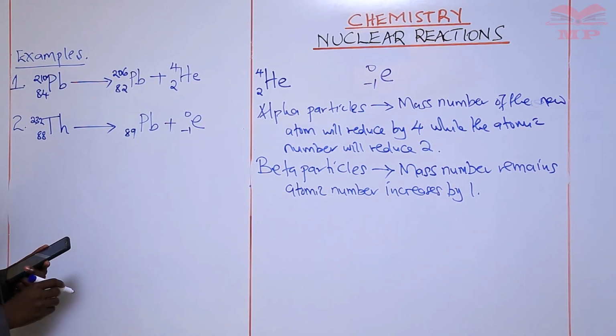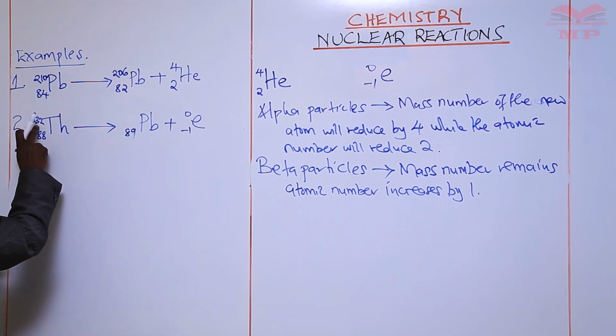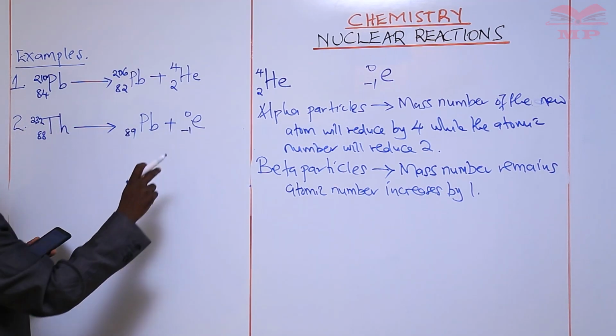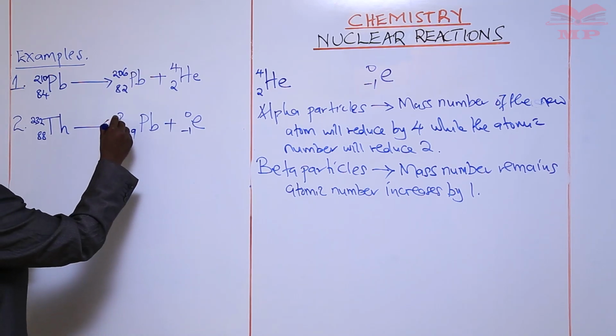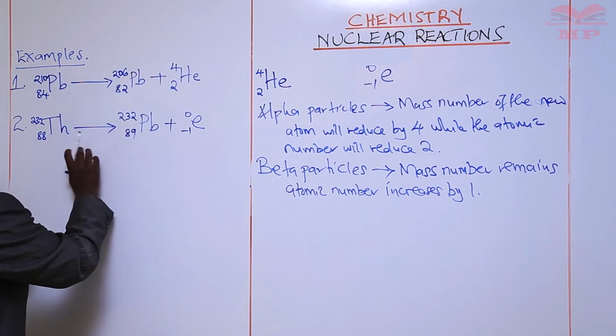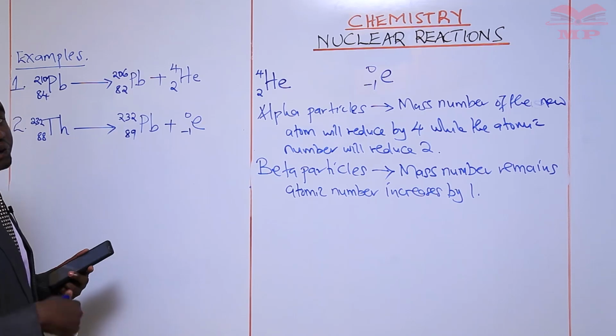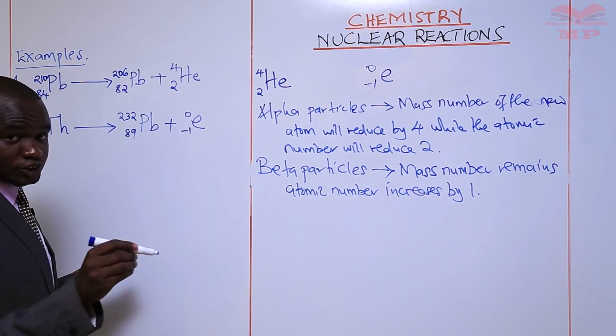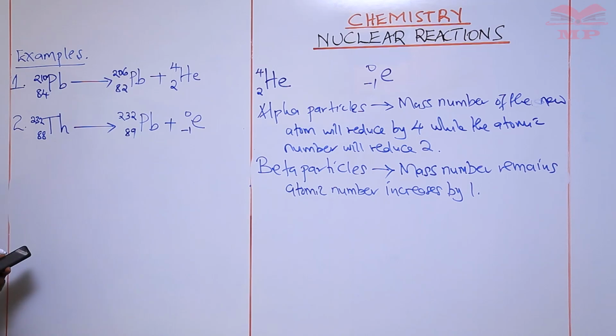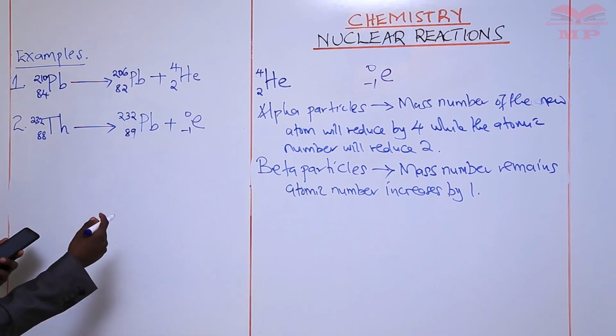Then what about the mass number? We have said the mass number when a beta particle is emitted, it does not change. So this will remain as 232. So this is another example of a nuclear equation. Once again, don't forget, the mass numbers on the left should be equal to the mass numbers on the right. You can just confirm that.